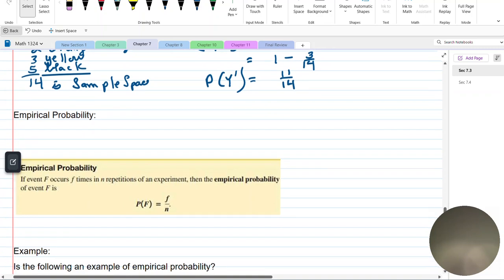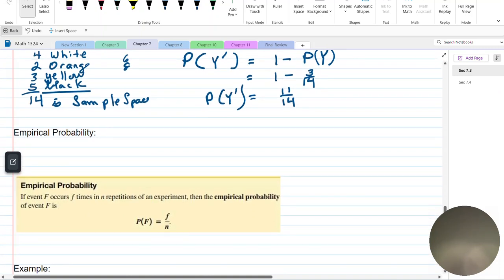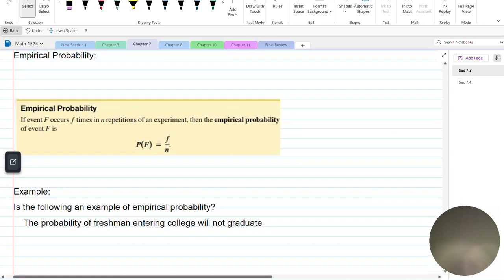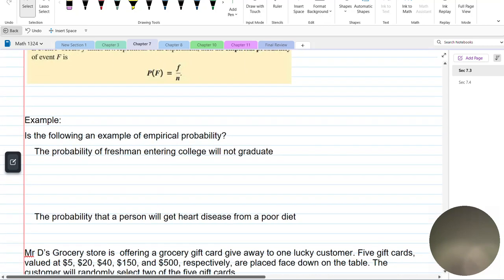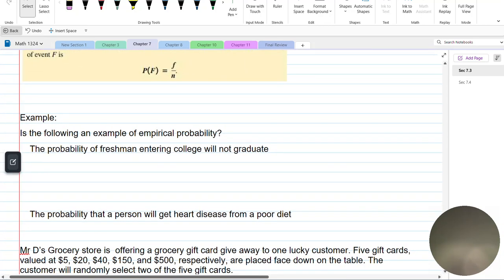That's pretty close. Empirical probability: when an event occurs F times in n repetitions of an experiment, then the empirical probability of the event is F over n. All right. Still, it's the same as what we did before, but here we go.